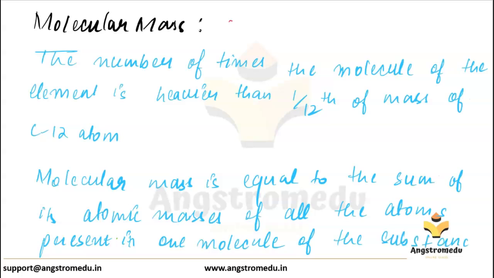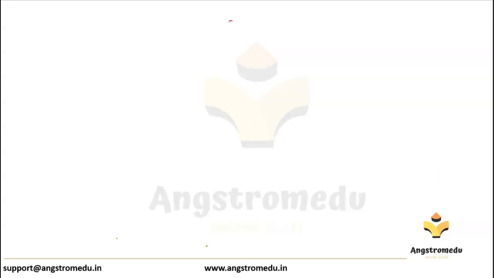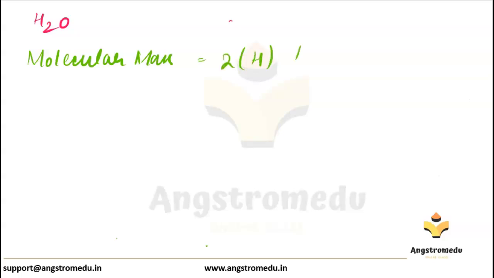For example, if we talk about water, water has 2 atoms of hydrogen and 1 atom of oxygen. So the molecular mass of water will be 2 into the mass of hydrogen atom plus the mass of oxygen atom. So it will be 2 into 1 plus 16, which is 18 AMU or 18 u. We can use unified unit instead of atomic mass unit.